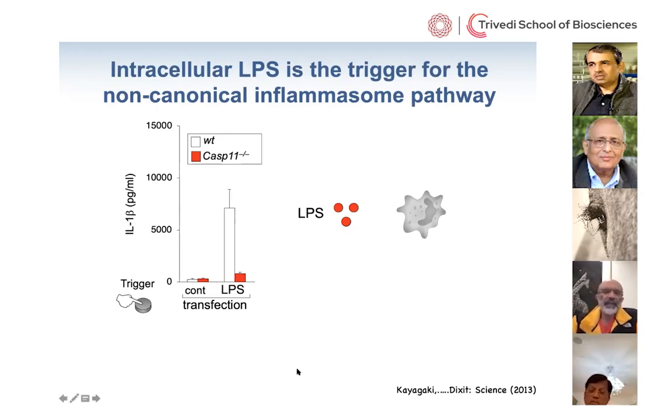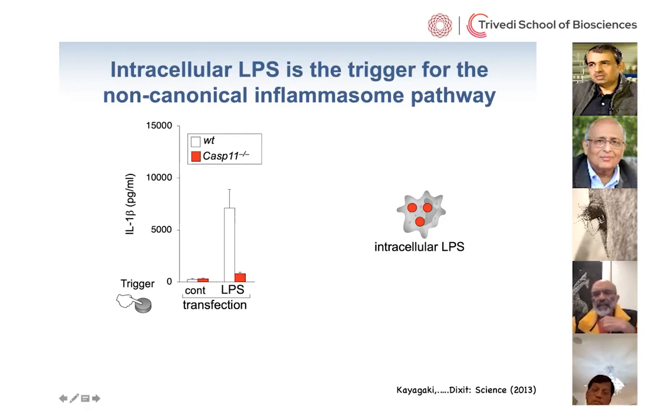And this is shown in this graph here. Again, IL-1 beta on the y-axis. Open bars are wild-type macrophages. Red bars are macrophages from caspase 11 null cells. And if we introduce LPS into these macrophages, you see that the wild-type macrophages respond. The caspase 11 null don't respond.